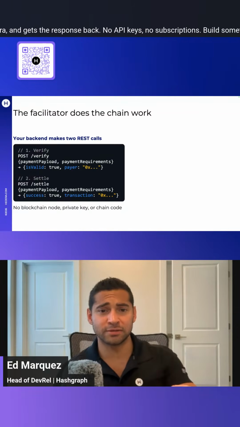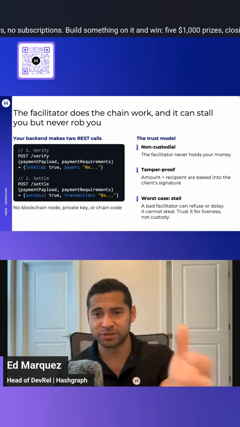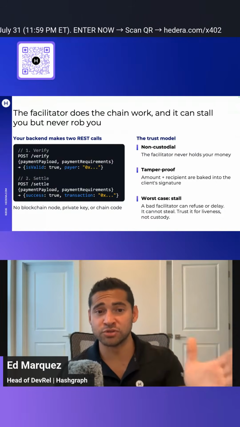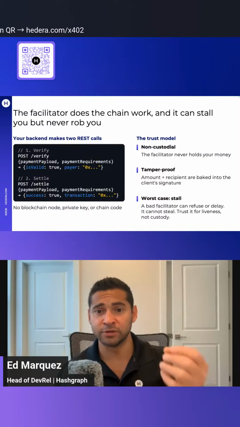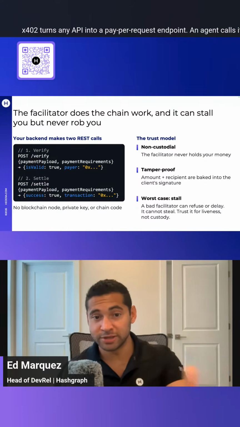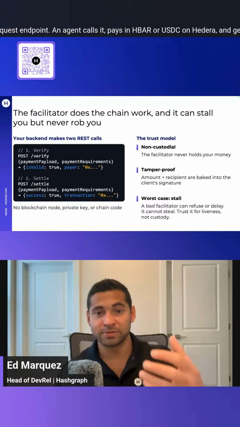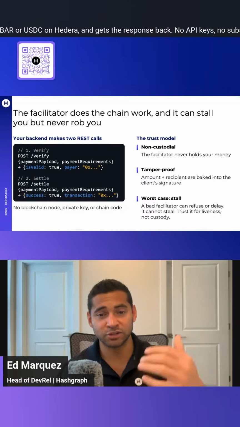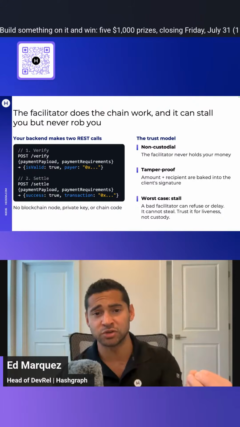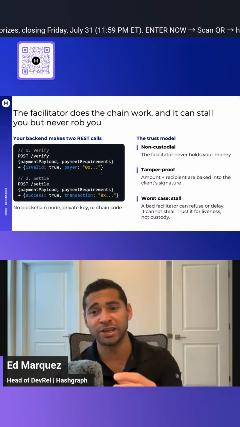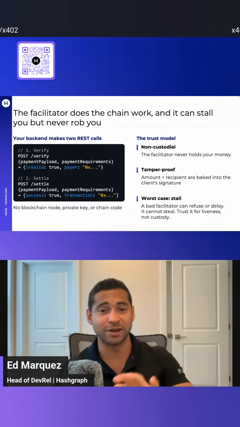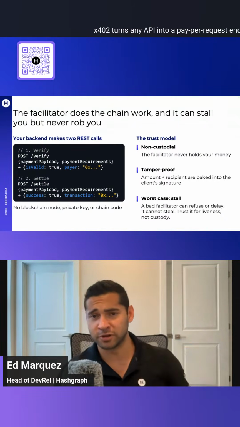And so looking at the trust part is very interesting, because I'm sure many of you are asking questions. The trust part is relevant here because you're not trusting the facilitator to hold funds. You're only trusting for availability of the service. The facilitator never holds your money. It's non-custodial. And the amount that the recipient actually gets is all baked into that signature. So the facilitator cannot change the things that are in the payment signature. It cannot inflate the charge. It cannot redirect the funds. It can only stall, or refuse to serve the request. It cannot steal. And so you're trusting for the liveness of the service, not for the custody of the funds.